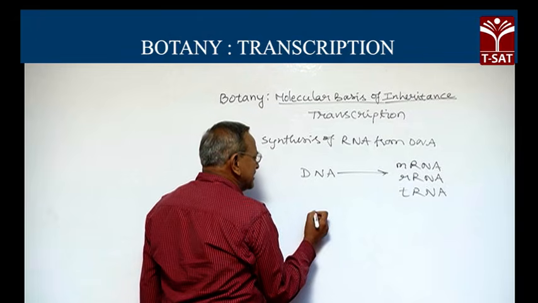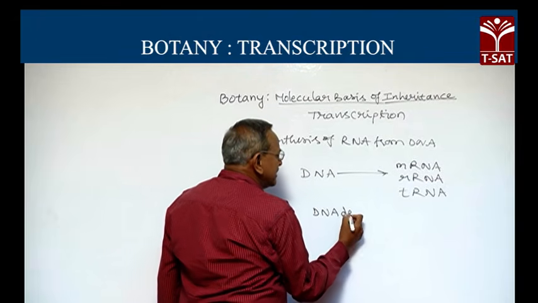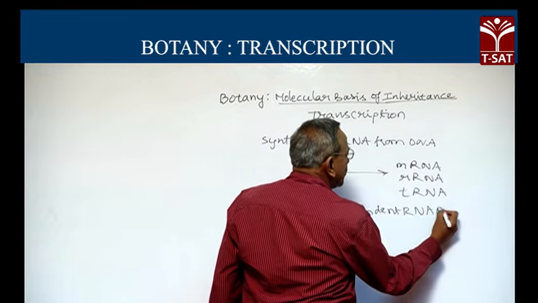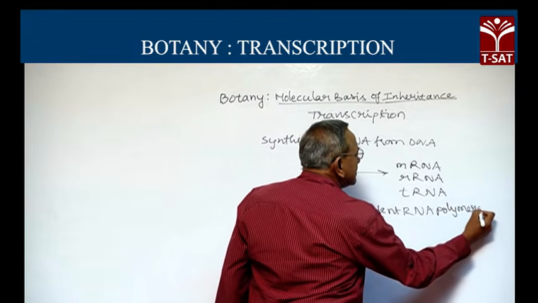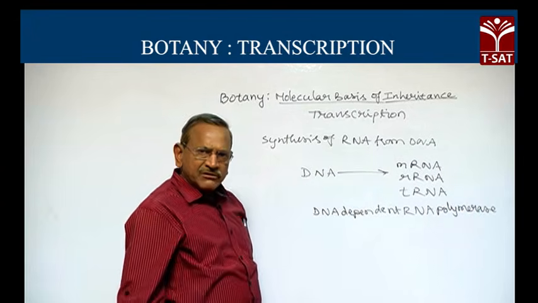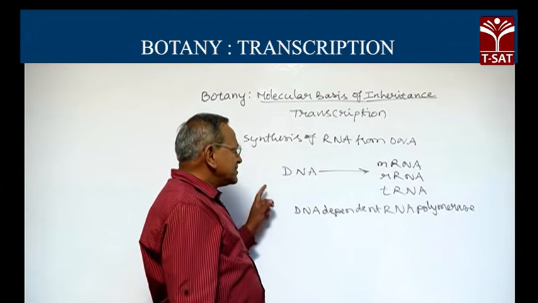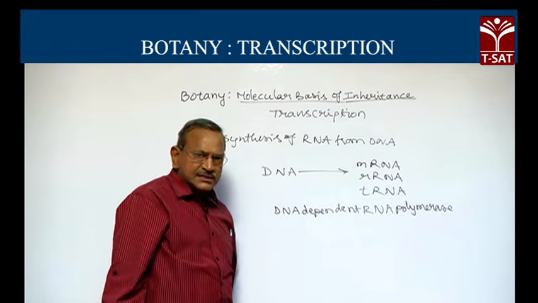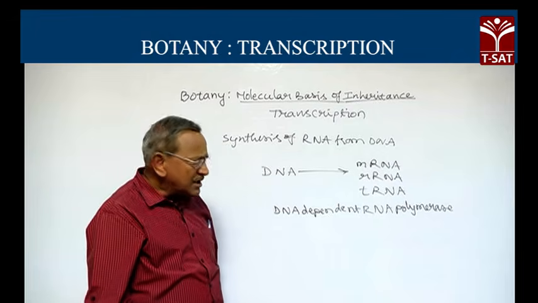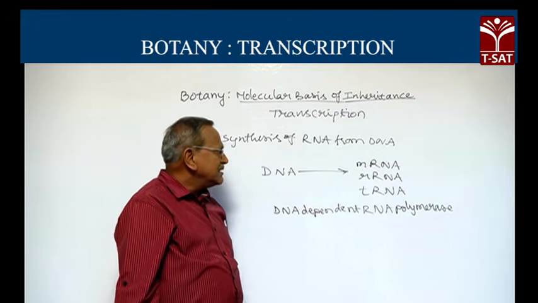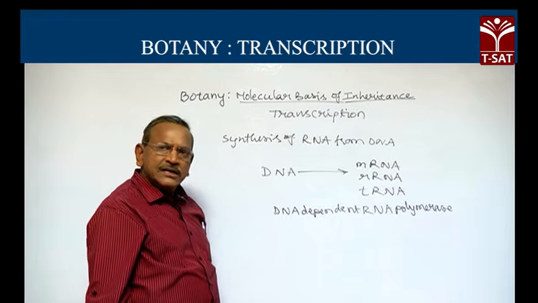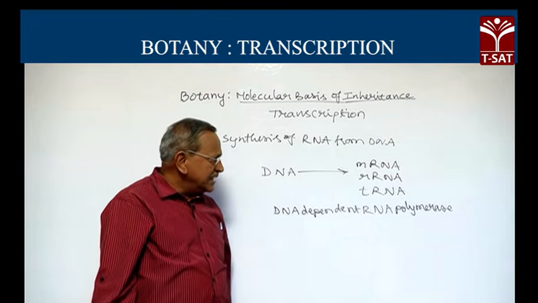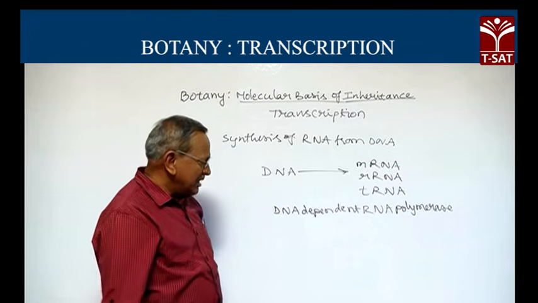And for this, there is an enzyme. The required enzyme is DNA dependent RNA polymerase. This is the enzyme required for the process. The synthesis of RNA from DNA is called transcription. We have different kinds of RNAs, and synthesis of all of them comes under transcription. And mRNA, rRNA, tRNA can be synthesized by the catalytic activity of DNA dependent RNA polymerase.